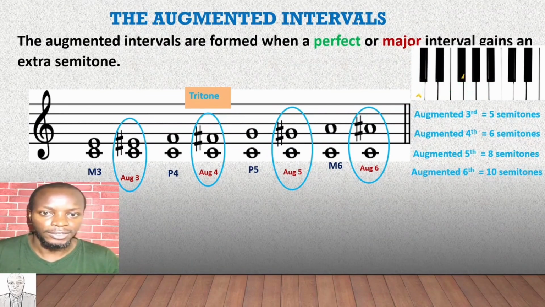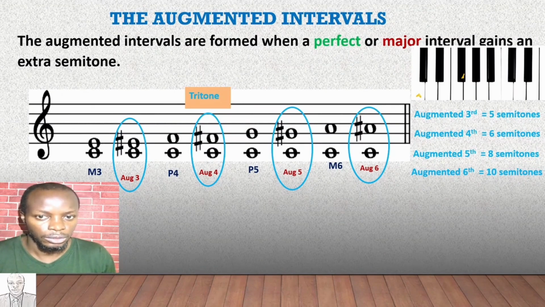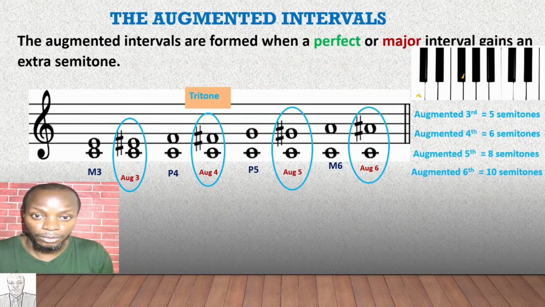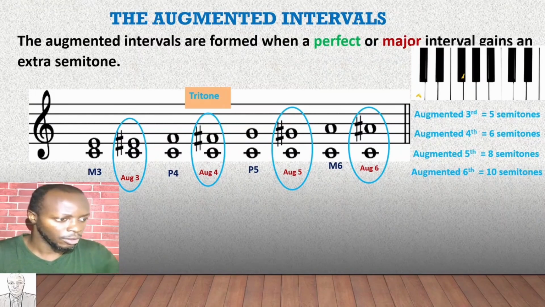Remember, this is just an instance. You can also build all these kinds of intervals on any key, on any two notes, but just ensure that the number of semitones in them is specific. For instance, if it's an augmented third, then the number of semitones is 5. If it is an augmented fourth, the number of semitones is 6. If it's an augmented fifth, the number of semitones is 8, and so on and so forth.